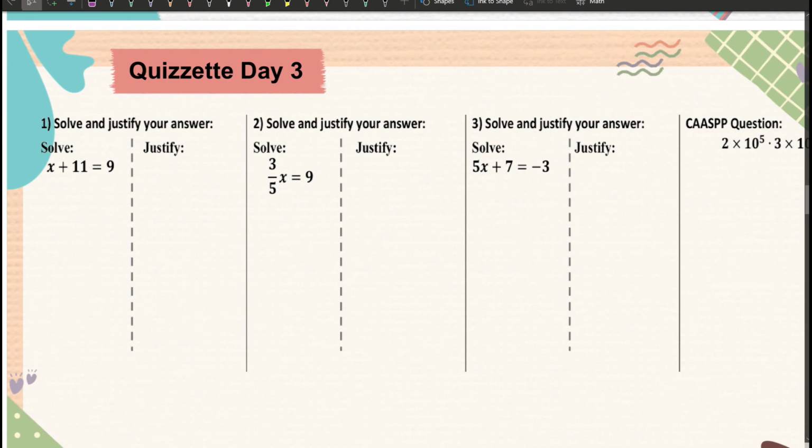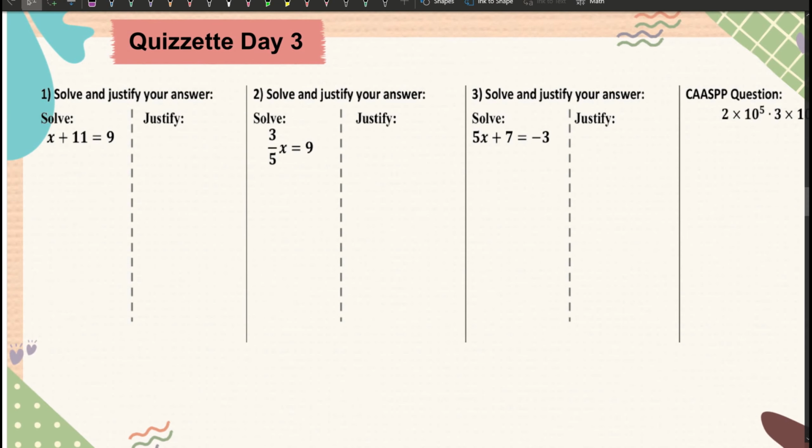Alright, here we go. Take out your Quizette. We're going to go over question number 1. To solve for the unknown, first we're going to draw a line. We're going to do inverse operation. X plus 11 equals 9. So we're going to subtract 11 from both sides. Whatever we do on one side, we have to do the same on the other side. And our justification for this is subtraction property.